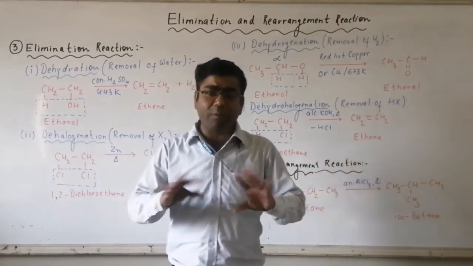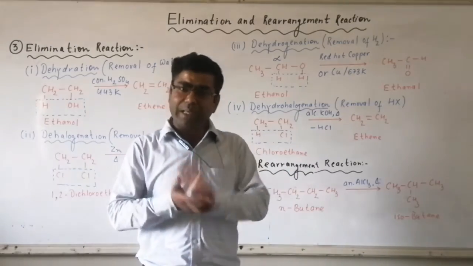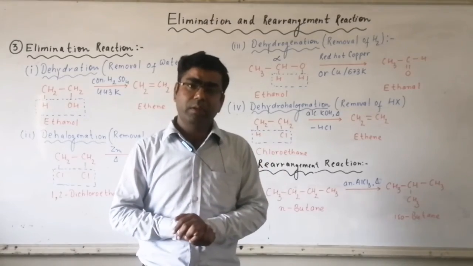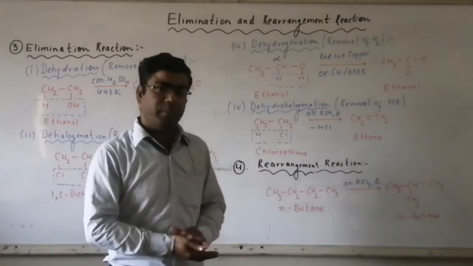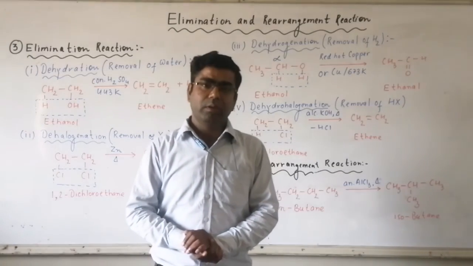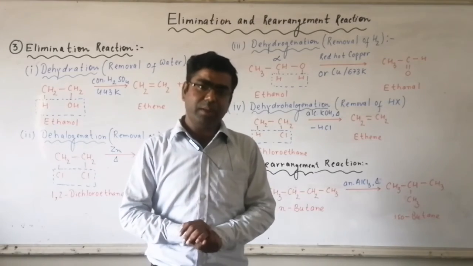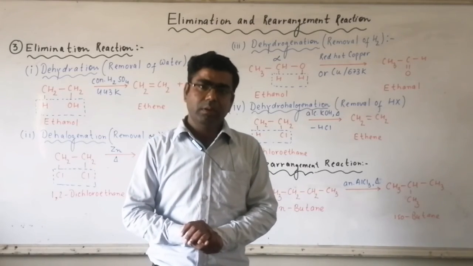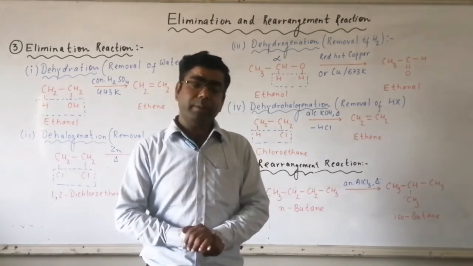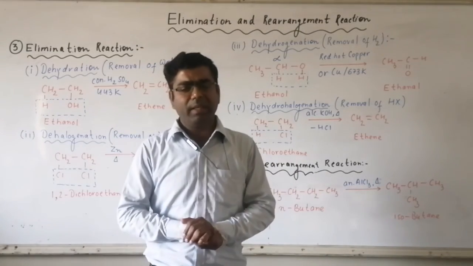So it is simply a rearrangement of carbon and hydrogen within the same molecule. Nothing is added from outside, nothing is removed from the molecule. And butane exhibits chain isomerism with isobutane. So this is all about the rearrangement reaction. It was the last topic of this chapter. That's all in this chapter.